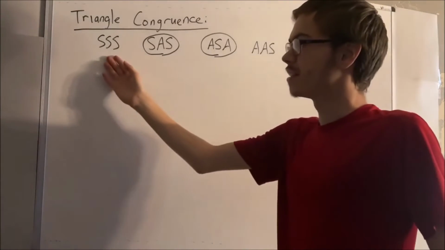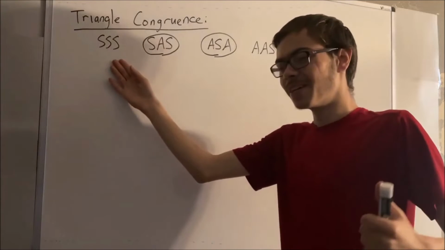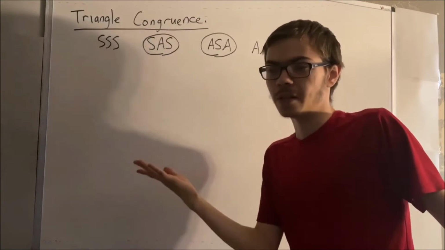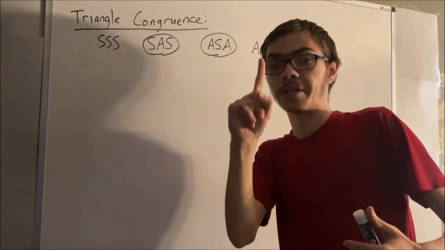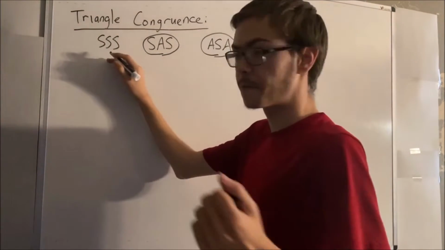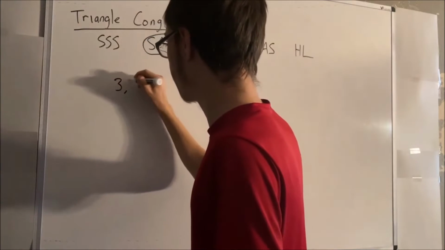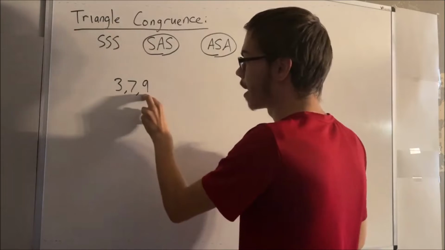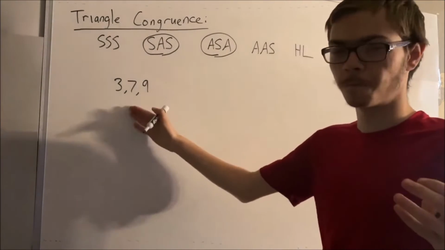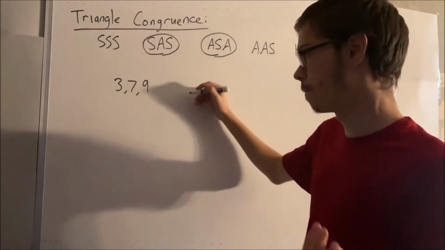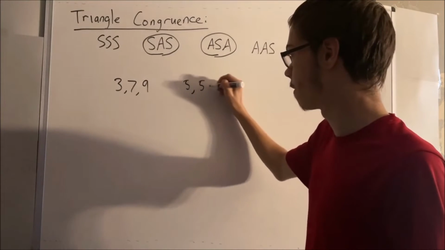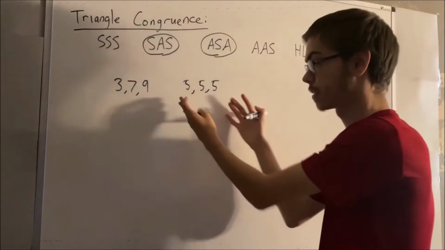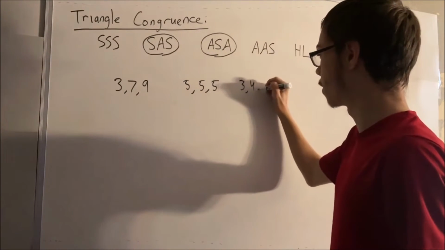For SSS, what this really means is if we know the 3 side lengths of a triangle, then there's only one triangle that it can be. So for a combination of side lengths such as 3, 7, 9, if we know the side lengths of a triangle are 3, 7, and 9, then we're only able to produce one triangle from this set of side lengths. Or if we had the side lengths 5, 5, and 5, only one triangle can be produced with this set of side lengths. Or if we had 3, 4, and 5.